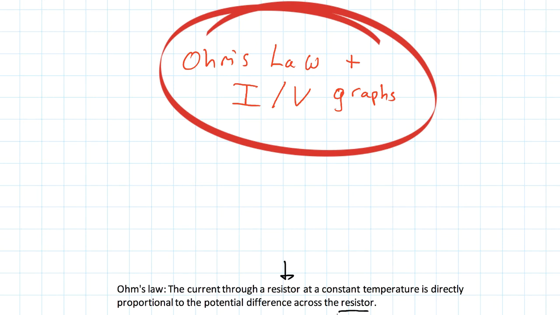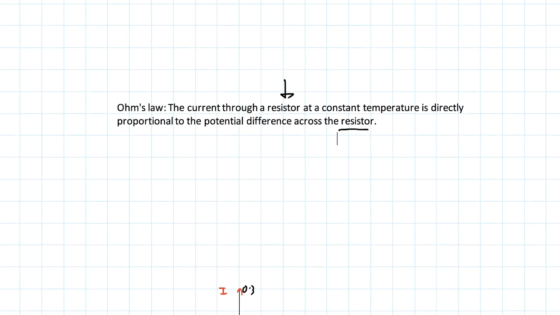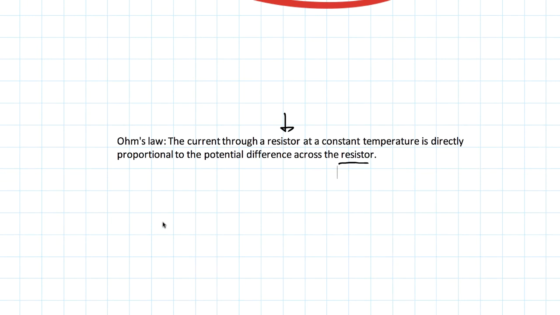What this actually means is when the temperature is kept constant, the resistance of a component is constant. Because if you think about it, we know from our equation, which you use loads, that voltage is equal to current times resistance. Now, it says that the current through a resistor at a constant temperature is directly proportional to the potential difference. And that means that the current times something equals the voltage, which it does, and that something is resistance.